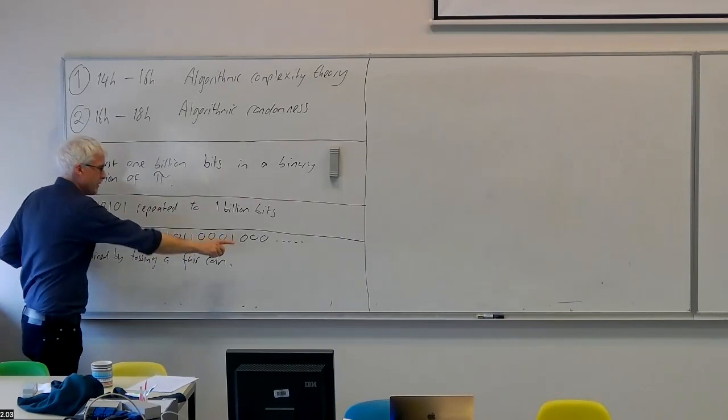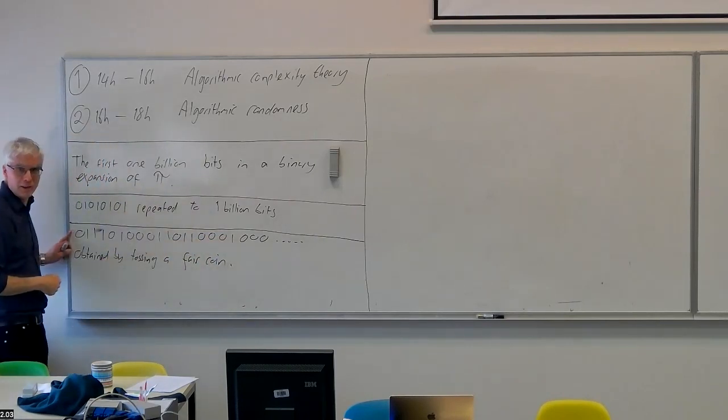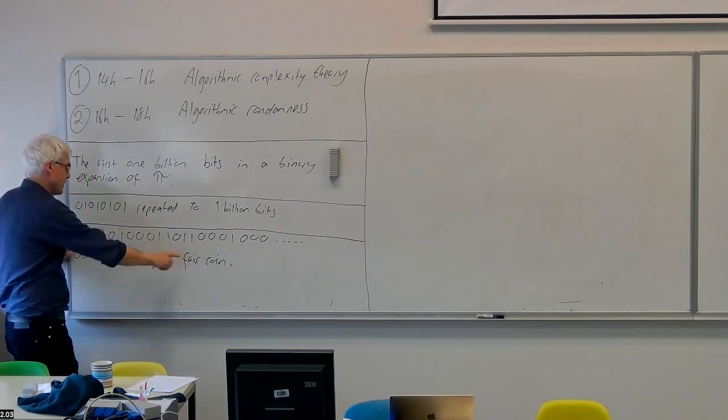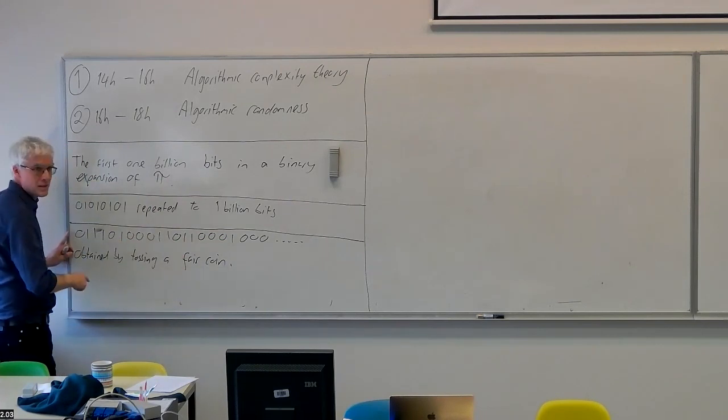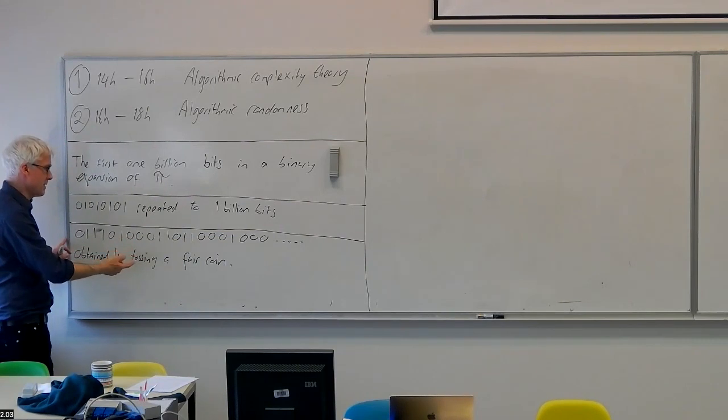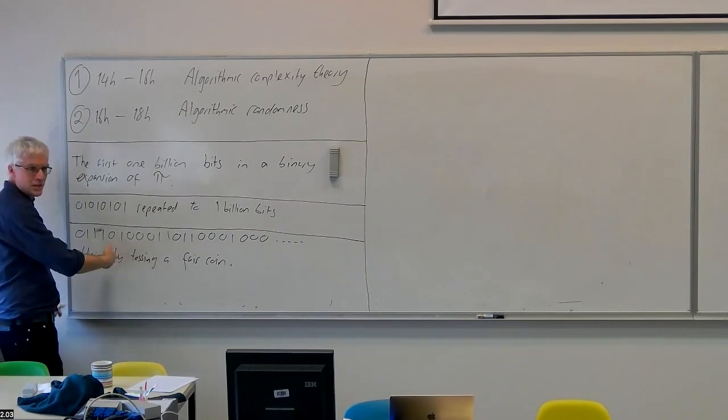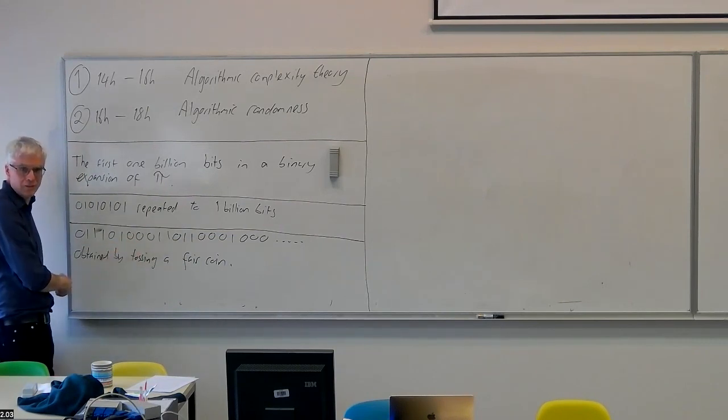On the other hand, this binary string that we obtained by tossing a coin 1 billion times, well, unless we were exceptionally, ridiculously lucky, which is really, really unlikely, this word of 1 billion bits is not very likely to have a simpler description than basically just listing the word itself.